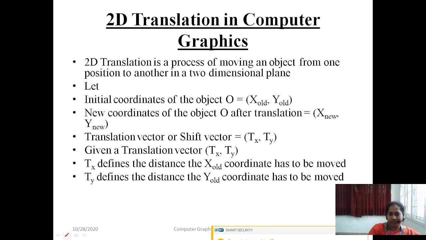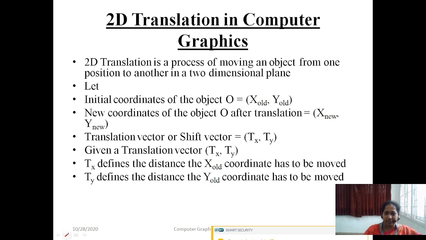What is 2D translation in computer graphics? A translation is a process of moving an object from one position to another in a two-dimensional plane. Let us consider the object O with initial coordinates x world and y world. After the translation, x new and y new. Here the translation vector or shift vector is indicated by tx and ty.